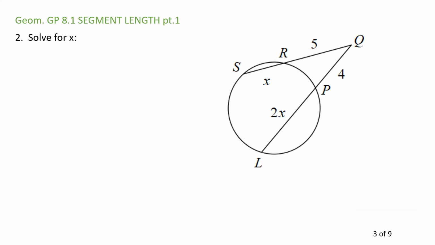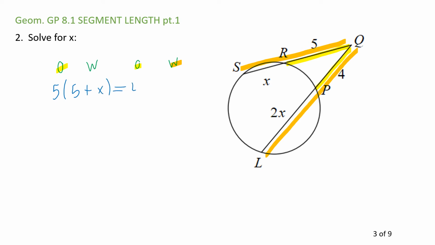How about this one? I have segments that extend outside the circle. Ow, ow. Outside times whole equals outside times whole. And if you look at it, this is the outside portion. And the whole portion, you must add 2 segments. I'm not giving you the whole portion. You have to combine them together. So as soon as you write down the outside, write it down again. 5 times 5 plus x equals 4 times 4 plus 2x.